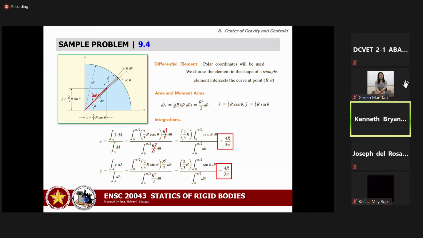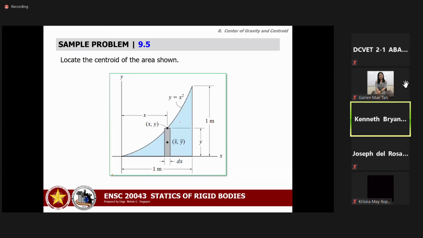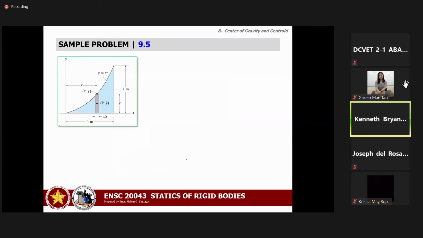Okay, so let's continue. Problem 9.5: the centroid of the area shown. This is an example of an area bounded by curves. You have a curve y equals x squared, then the lines x equals 1 and y equals 0. First we choose a differential element. In this case, we will choose a rectangular element. The base of this rectangular element is dx and its height will be y.